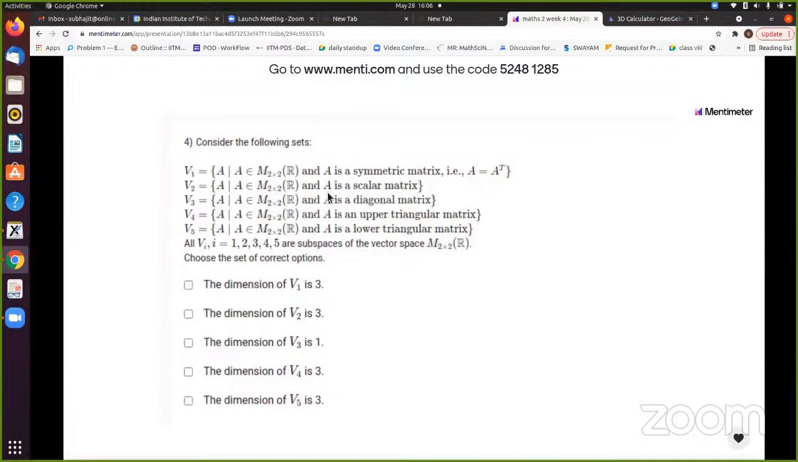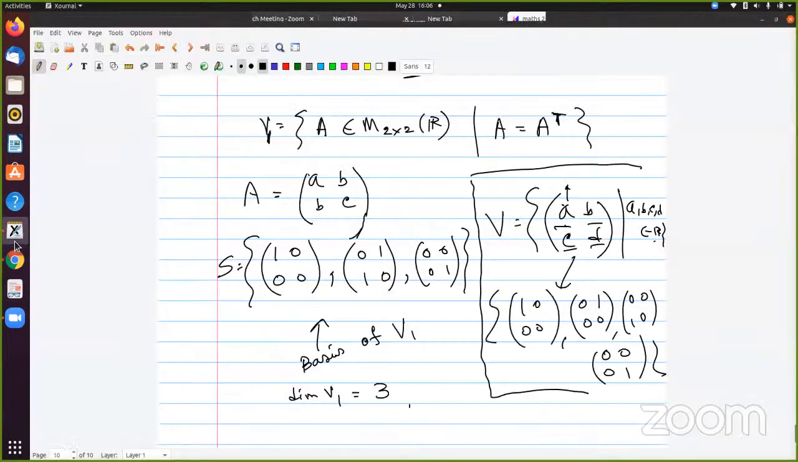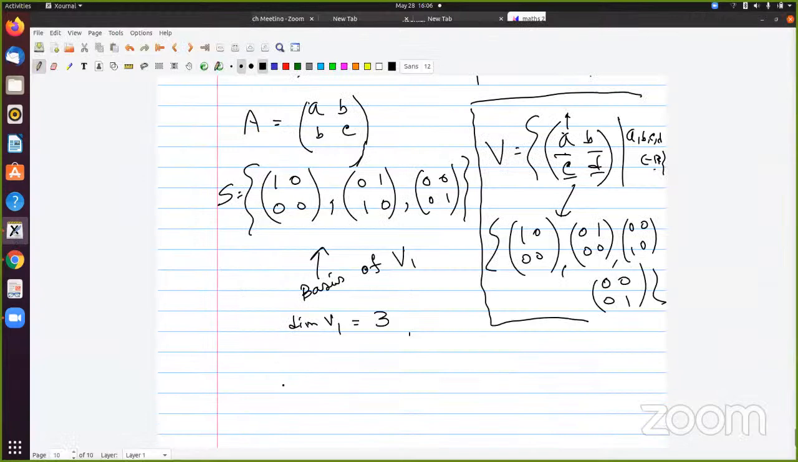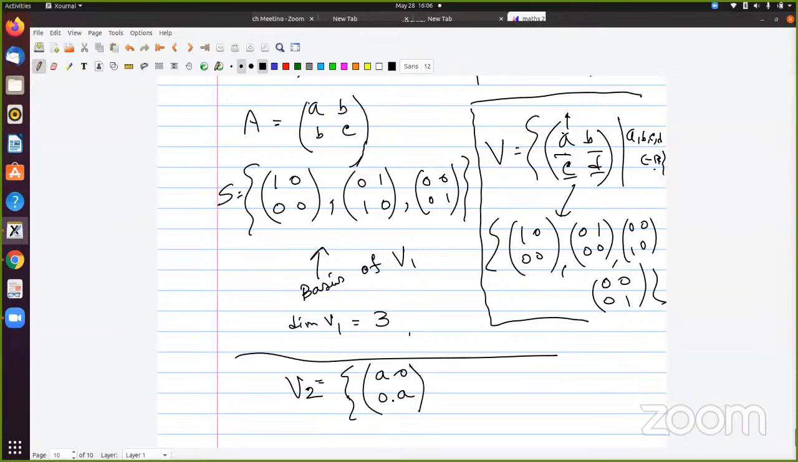Scalar matrix. The dimension is 1, because only one matrix is needed. Scalar matrix means 2 dimensions, sir? How does the general form of a scalar matrix look like? It would be A, 0, 0, A: only diagonals, and the diagonal entries should be equal. So one dimension.